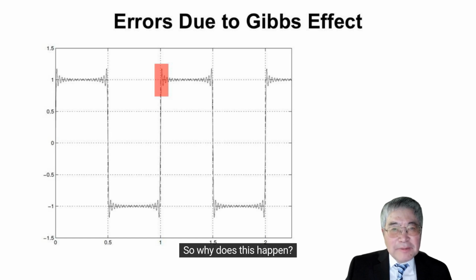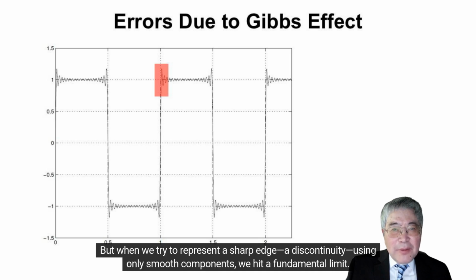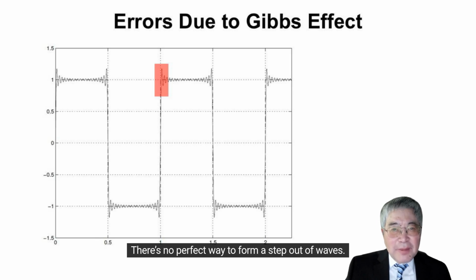So why does this happen? Well, the Fourier series is built from smooth, continuous waves like sines and cosines or complex exponentials. But when we try to represent a sharp edge, a discontinuity, using only smooth components, we hit a fundamental limit. There's no perfect way to form a step out of waves. This mismatch creates those persistent ripples. It's not a bug in the method, it's a deep mathematical truth.